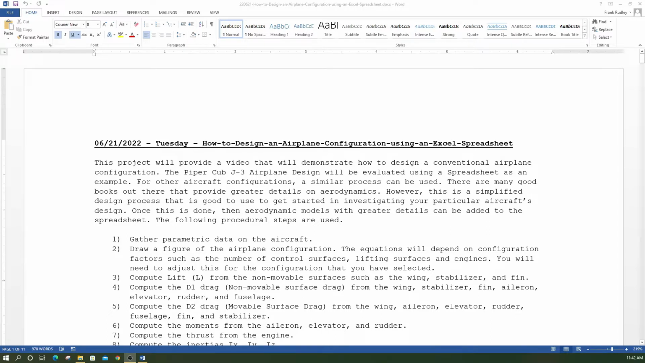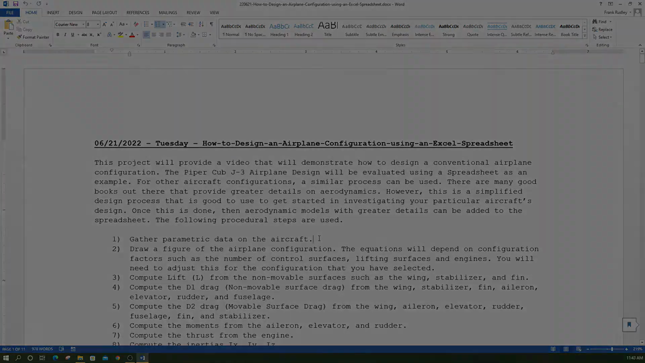So the following procedural steps are used. The first step is to gather parametric data on the aircraft. If you don't have that already, or if it's an existing aircraft, you may be able to find it in the public domain. If it's something you're working on, you might have to generate that. So for our example here, the Piper Cub J-3, we'll take a look at some of the material that I found on the internet that I'm using for this example.